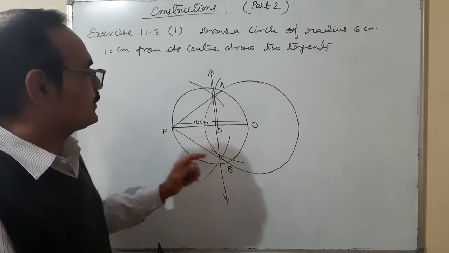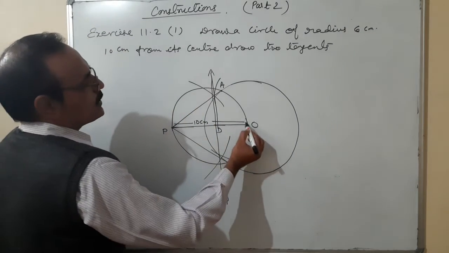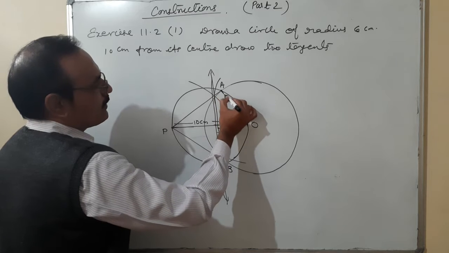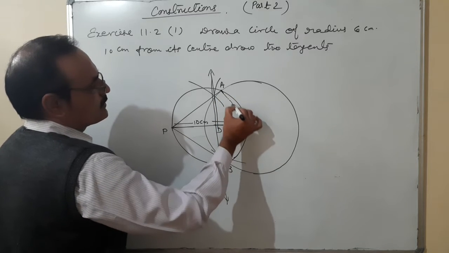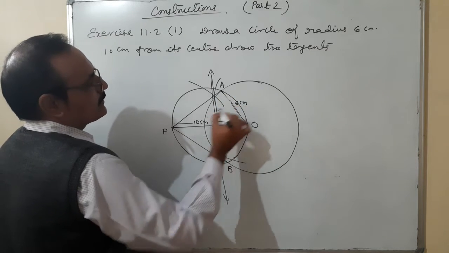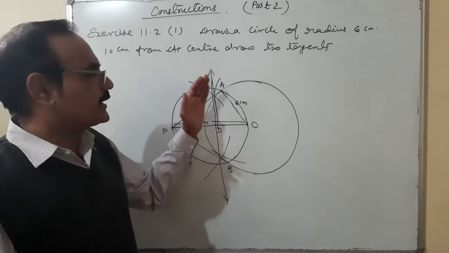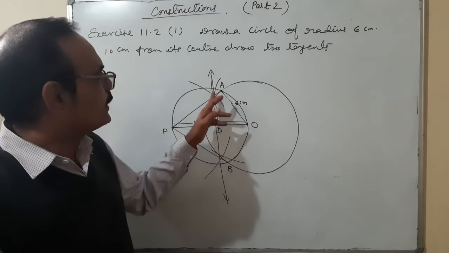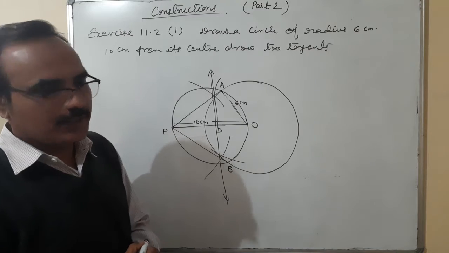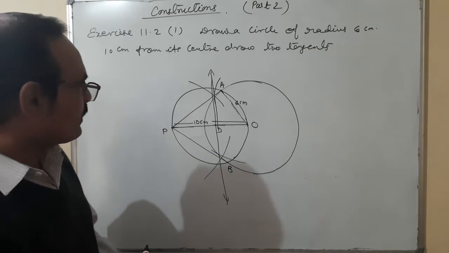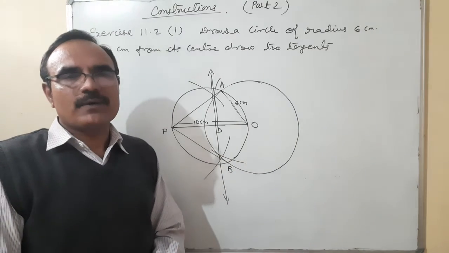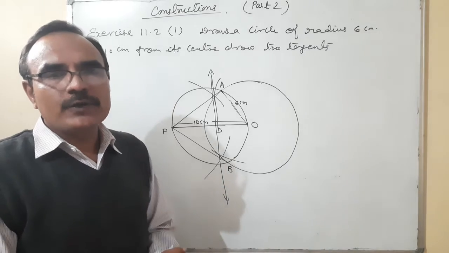So PA is equal to PB, there are two tangents. And what is the distance from O to A? This distance is 6 centimeter. And you know that tangent to a circle is perpendicular to the radius through the point of contact. So this angle will be 90 degree. Okay. So this is the procedure by which from an external point we have to draw two tangents to the circle.